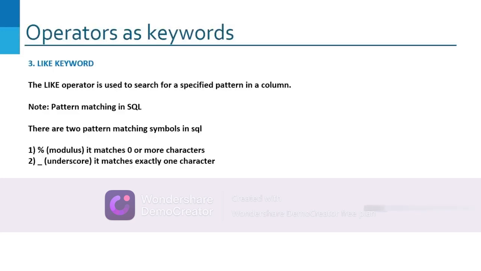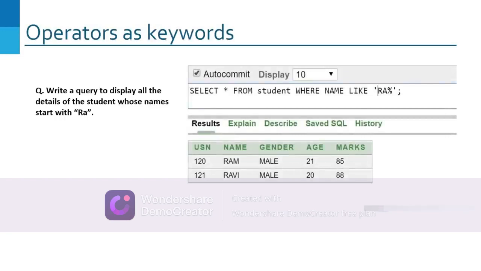But when you talk about modulus, then RA modulus will give Raj, Ram, and more names like maybe Rat, or some other name; all of those will come into the picture. Let's take some examples. Write a query to display all the details of the students whose names start with RA. All the names starting with RA are in the output, but we are not using underscore, we are using modulus. That means 0 or more characters, not exactly 1.